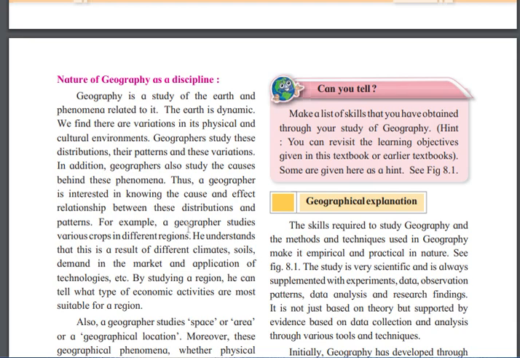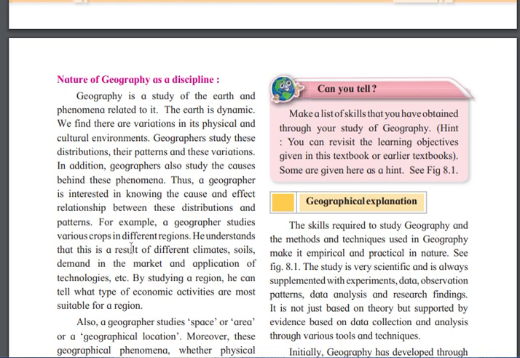For example, a geographer studies various crops in different regions. Just imagine you are a geographer and you want to study various crops in different areas. You will understand that this is a result of different climate, soils, market, application, technology. And if you see in Kashmir, why the apples are grown, and in Ratnagiri in Maharashtra, why the mangoes are grown, because of the climatic effect.